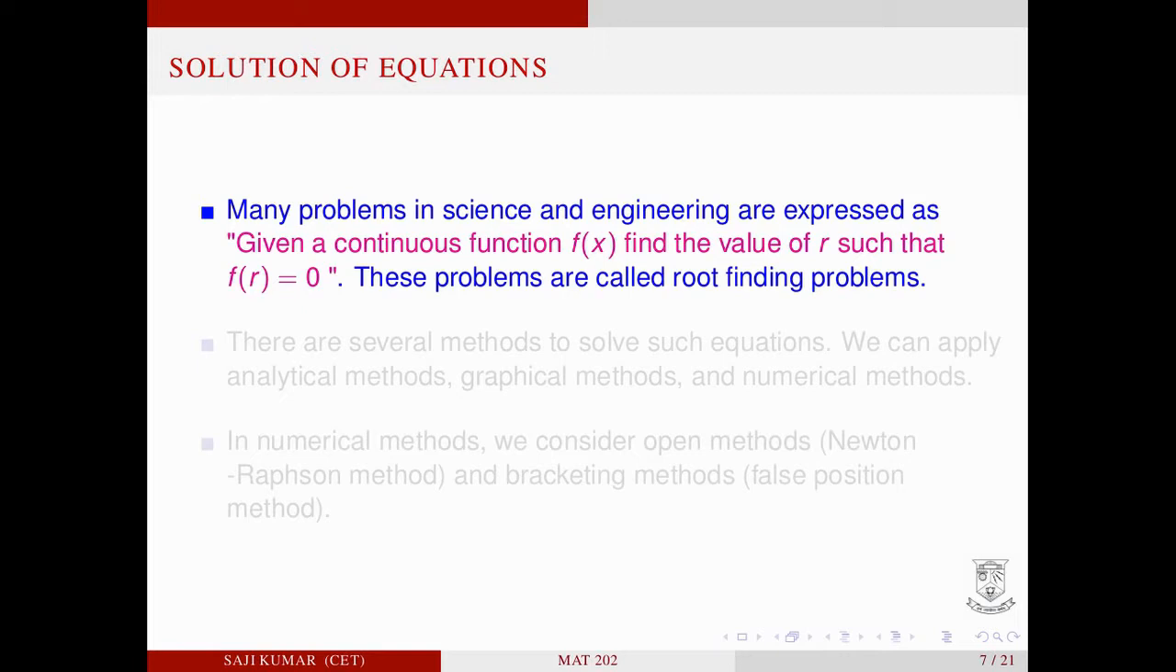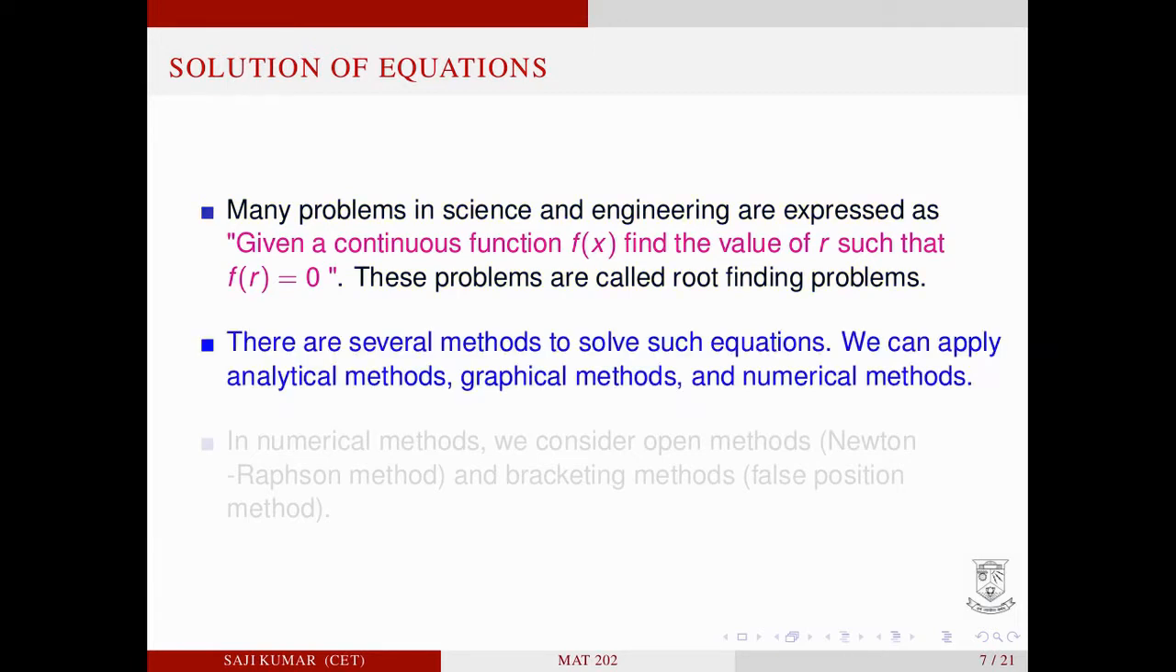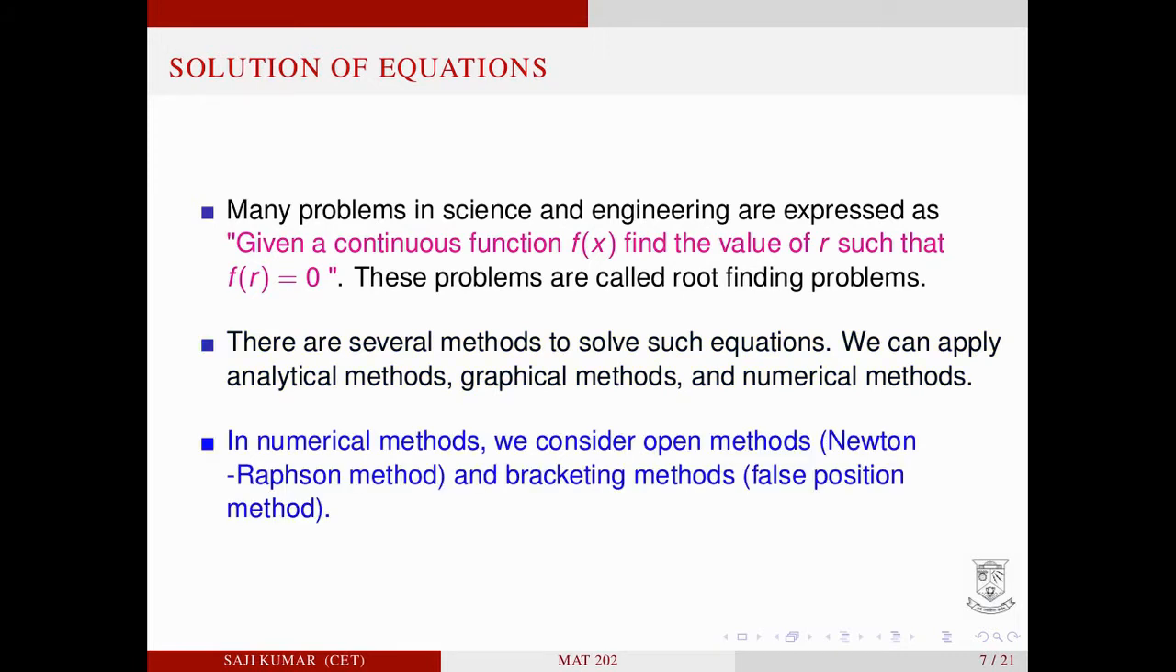Many problems in science and engineering are expressed as: given a continuous function f(x), find the value of r such that f(r) is equal to 0. These problems are called root finding problems. There are several methods to solve such equations. We can apply analytical methods, graphical methods and numerical methods. In numerical methods, we consider open methods, for example the Newton-Raphson method, and bracketing methods. False position is an example of a bracketing method.